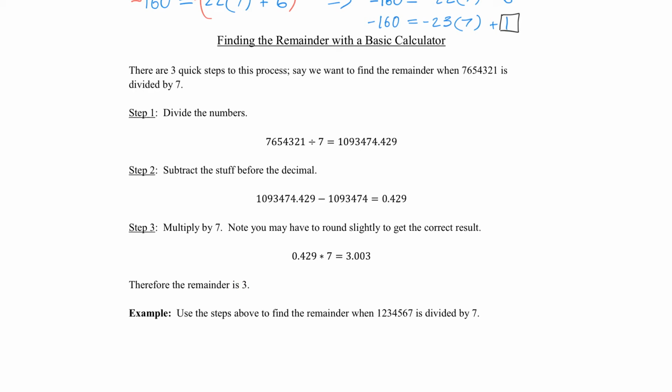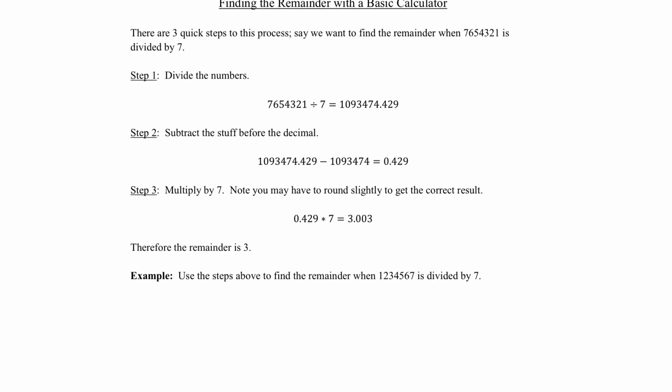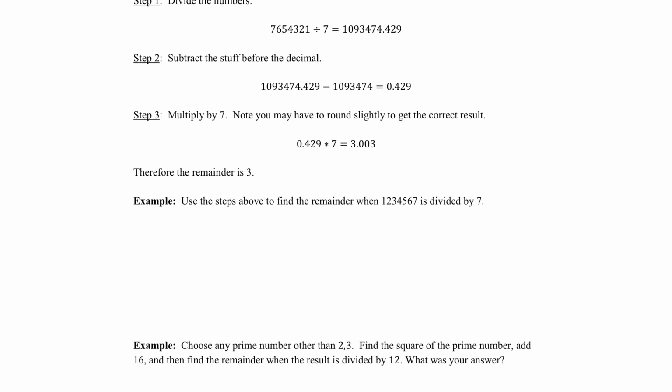So I'll let you try this on your own just to find some remainder. You can use these steps above to try. Pause the video now and divide 1, 2, 3, 4, 5, 6, 7 by 7. So here's what I got. I divided by 7. I got a leftover part of 0.714. I multiplied that by 7 and I got something pretty darn close to 5. So 5 was my remainder.